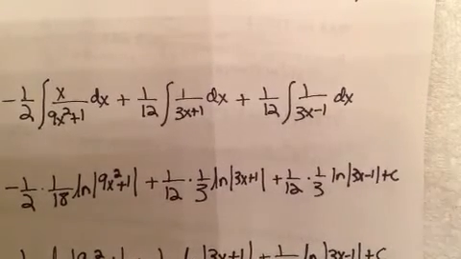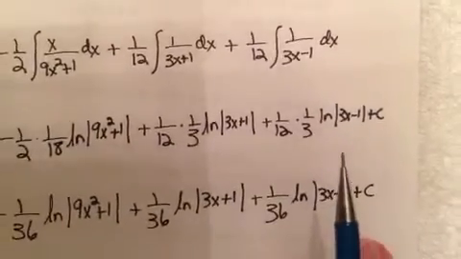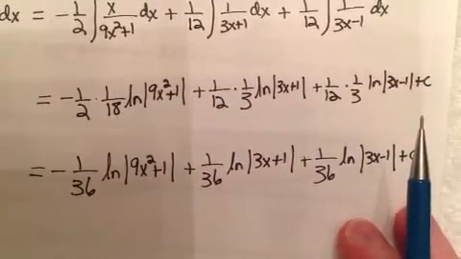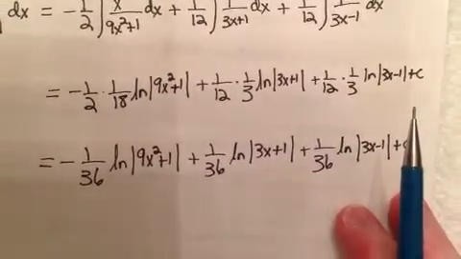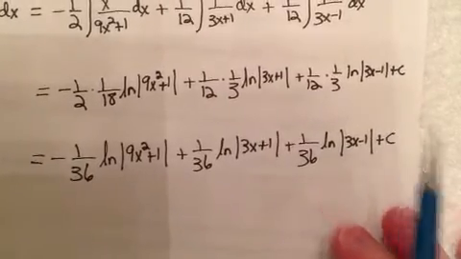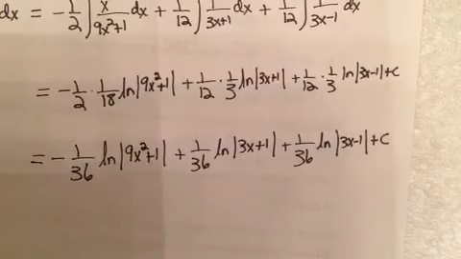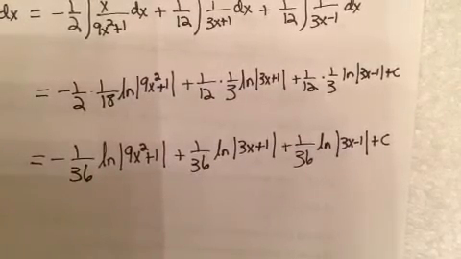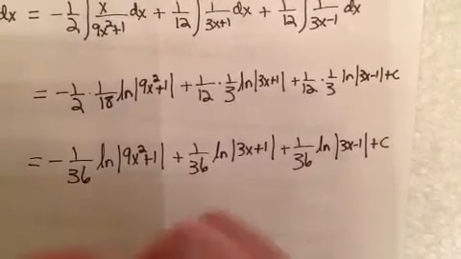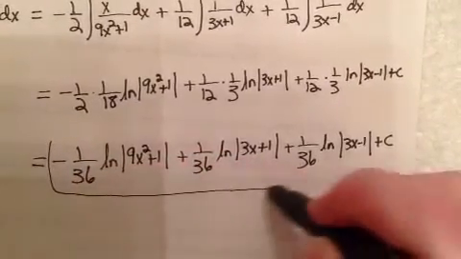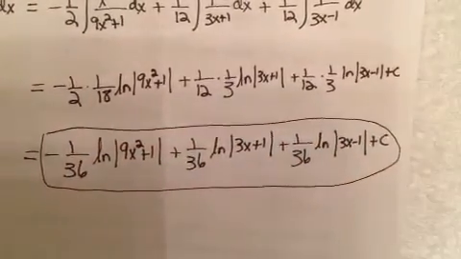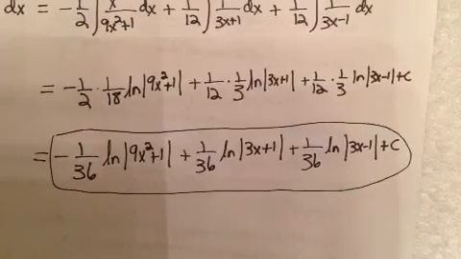Followed by the constant, we have for the final answer in this particular case negative 1/36 of the natural logarithm of 9x squared plus 1, plus 1/36 of the natural logarithm of 3x plus 1, plus 1/36 of the natural logarithm of 3x minus 1, followed by the constant. Okay, and so after this very long, arduous process, this is going to be the final answer.